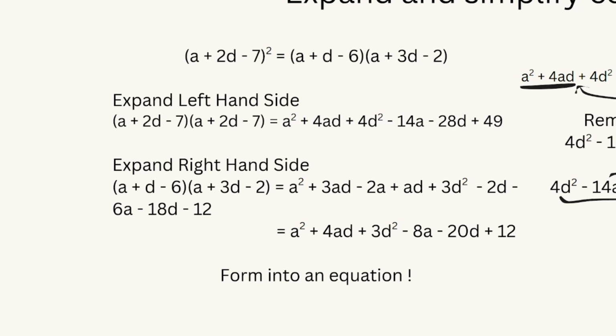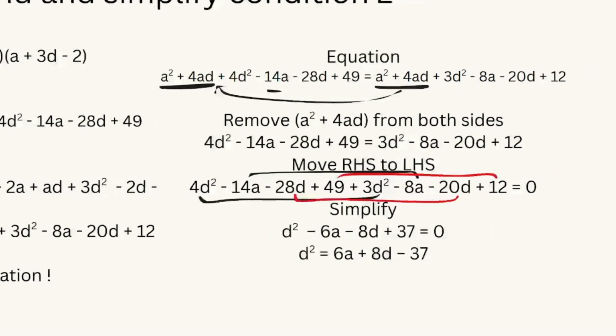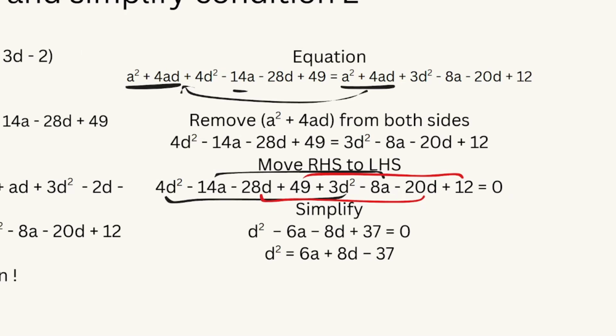And the left hand side expanded will be a squared plus 4ad plus 4d squared minus 14a minus 28d plus 49. And the right hand side, we do the same thing, and after it's expanded and simplified, it will be a squared plus 4ad plus 3d squared minus 8a minus 20d plus 12, and we will form it into an equation. The equation is that on top, and we need to remove a squared plus 4ad from both sides to make it easier for us to simplify later.